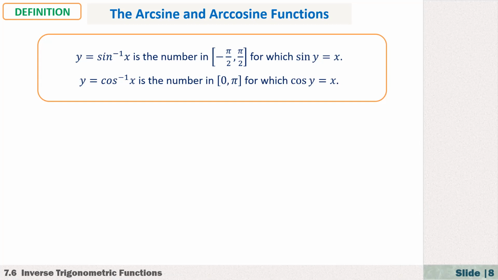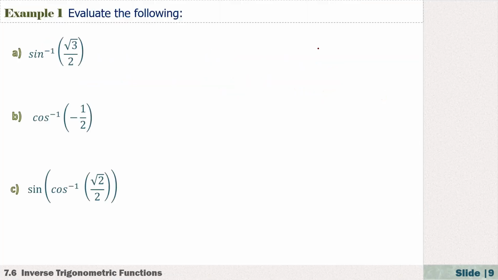So the arc sine and arc cosine functions. y is equal to sine inverse of x is the number in the interval from minus pi over 2 to pi over 2 for which sine of y is equal to x. That is the definition of how we are defining the inverse of the sine function. And how about for cosine? y equals cosine inverse of x is the number in the interval from 0 to pi for which cosine of y is equal to x. That is how we define this.